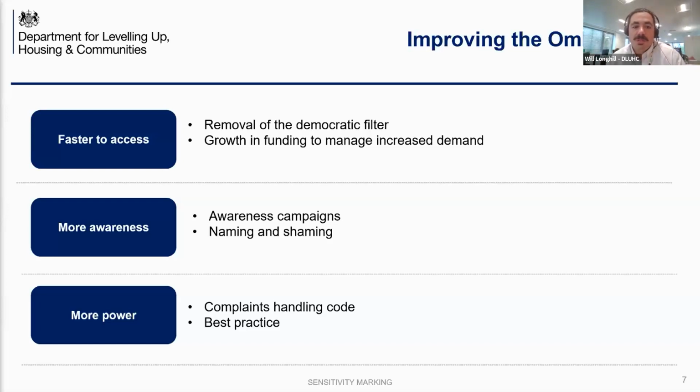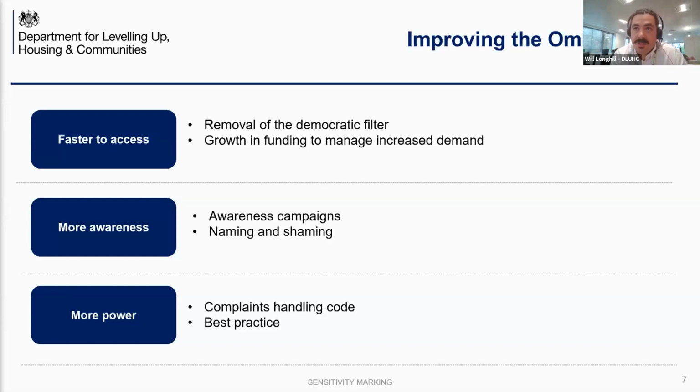Finally, we're also giving the Ombudsman more teeth. So the Social Housing Regulation Bill that is going through at the moment will give the Ombudsman more power to set standards in complaint handling. It's going to give them the power to issue their complaints handling code on a statutory basis, and make sure that all landlords will have to self-assess against that every year. And what that means is if someone complains to the Ombudsman, they can look at the landlord's own assessment of how they're doing in having a functioning complaint system.